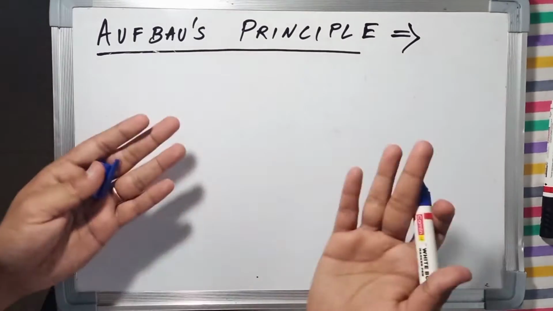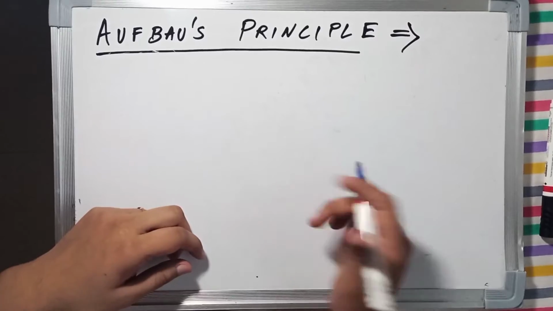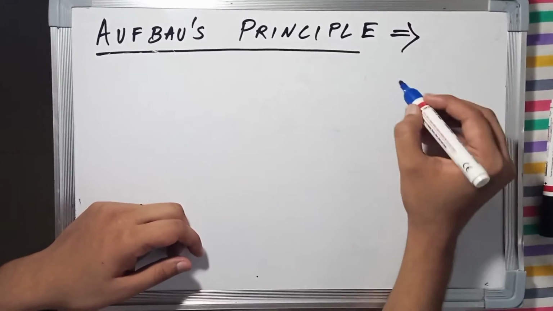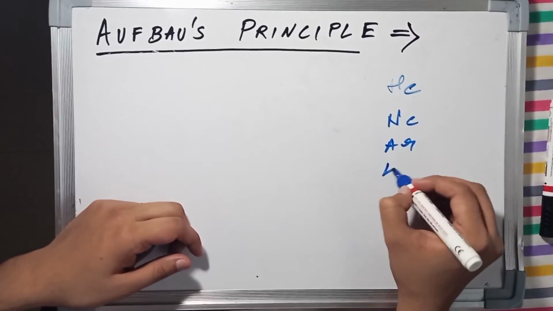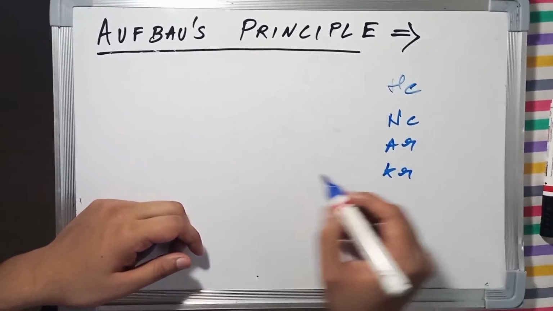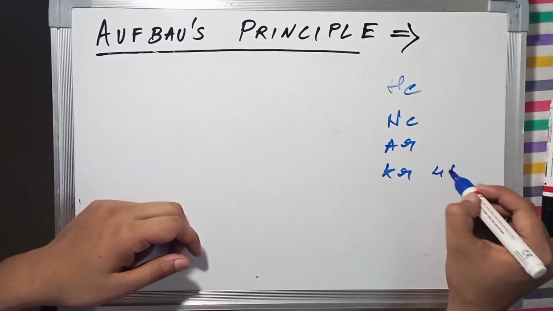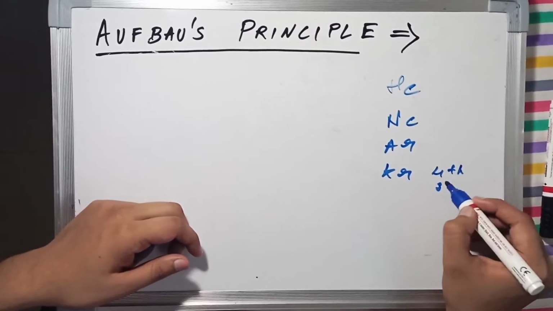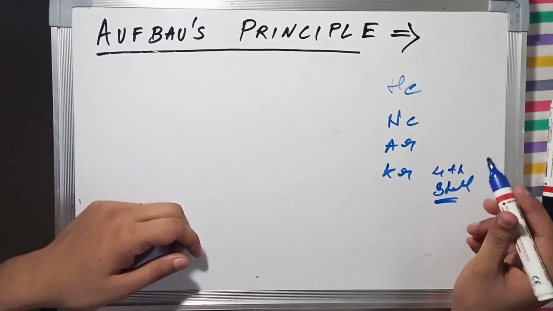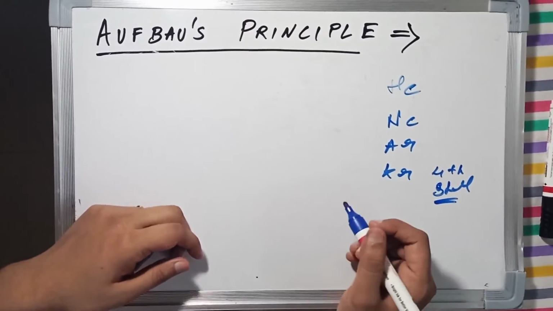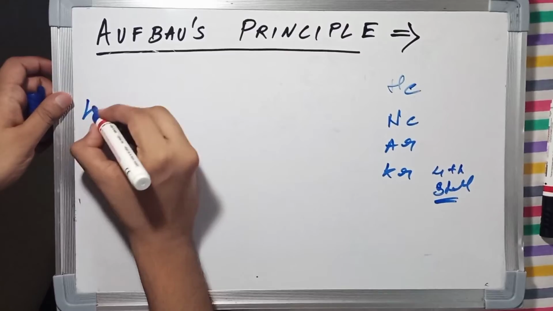Now let's suppose I want to write the electronic configuration of, what should I choose? We have helium, neon, argon, and we have krypton in the fourth shell, fourth period. I want to write the electronic configuration of krypton, so I'm going to write it.